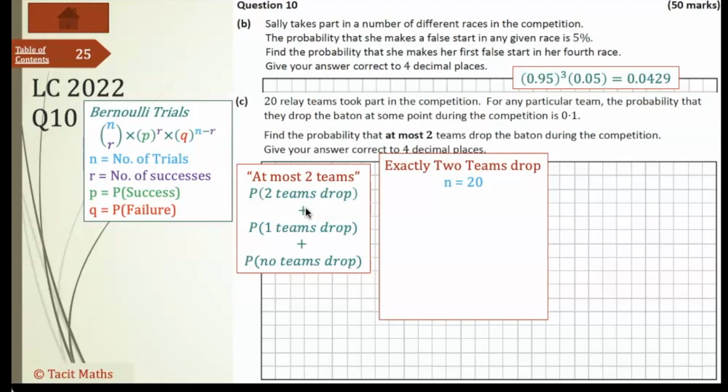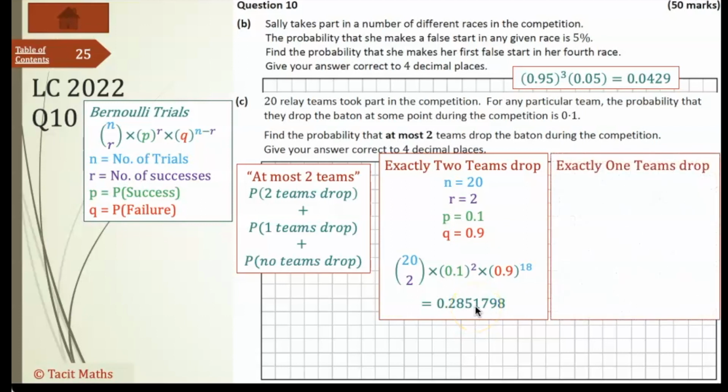Well, your n is 20, your number of successes, in this case dropping it counts as a success, is 2. Your probability of success is 0.1, your probability of failure is 0.9. Sub it into your Bernoulli trials formula, and that's the probability of exactly 2 teams dropping it. Then you do the exact same thing with 1 team. The probability of 1 team dropping it is this, and when we sub it into the formula, we get this.